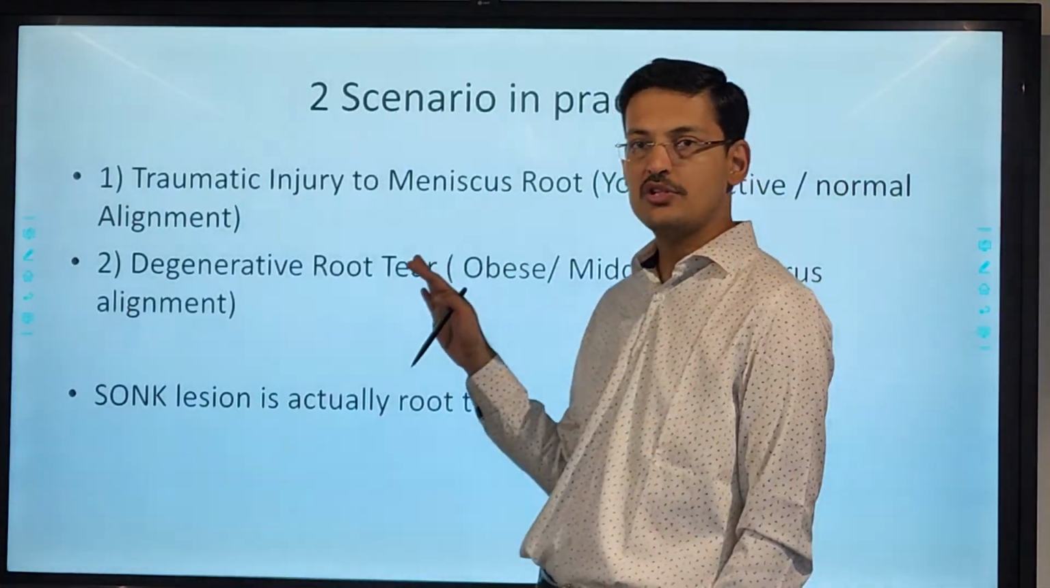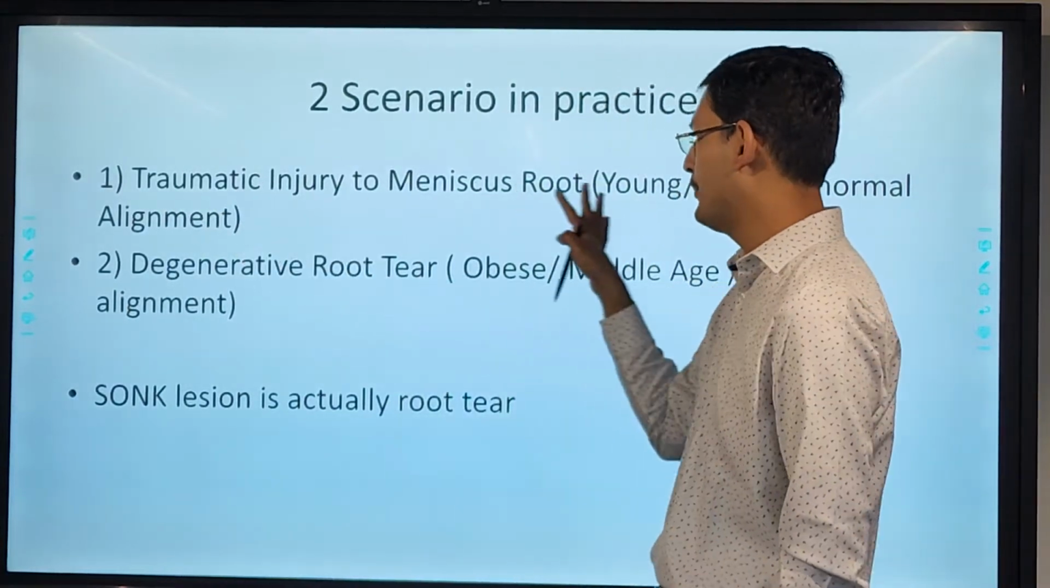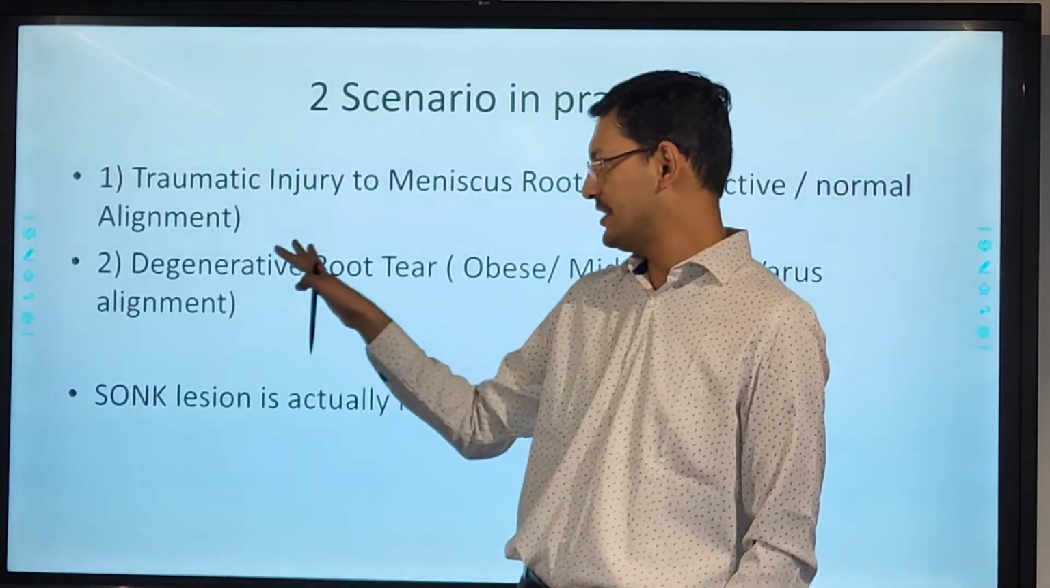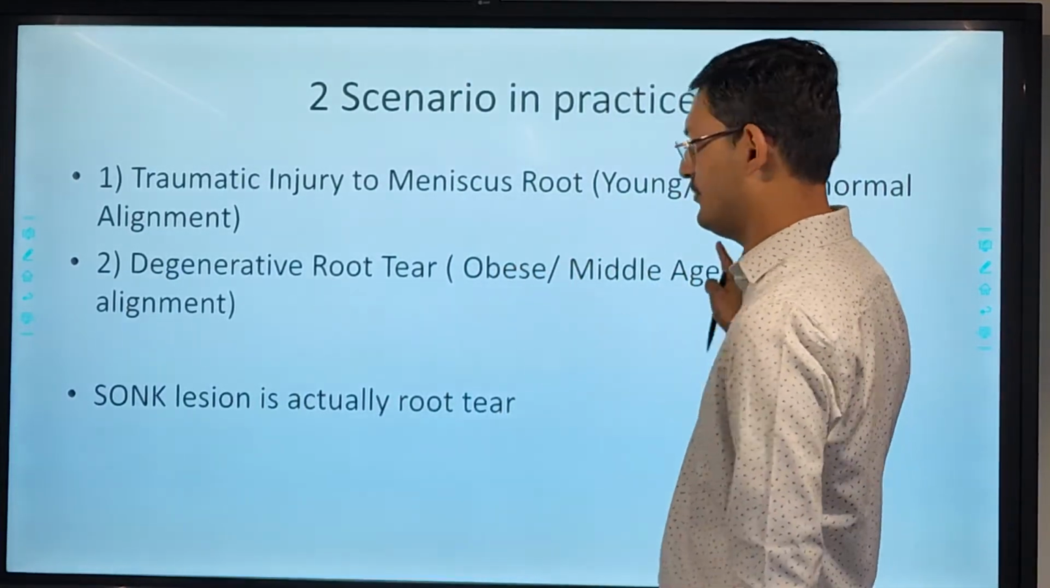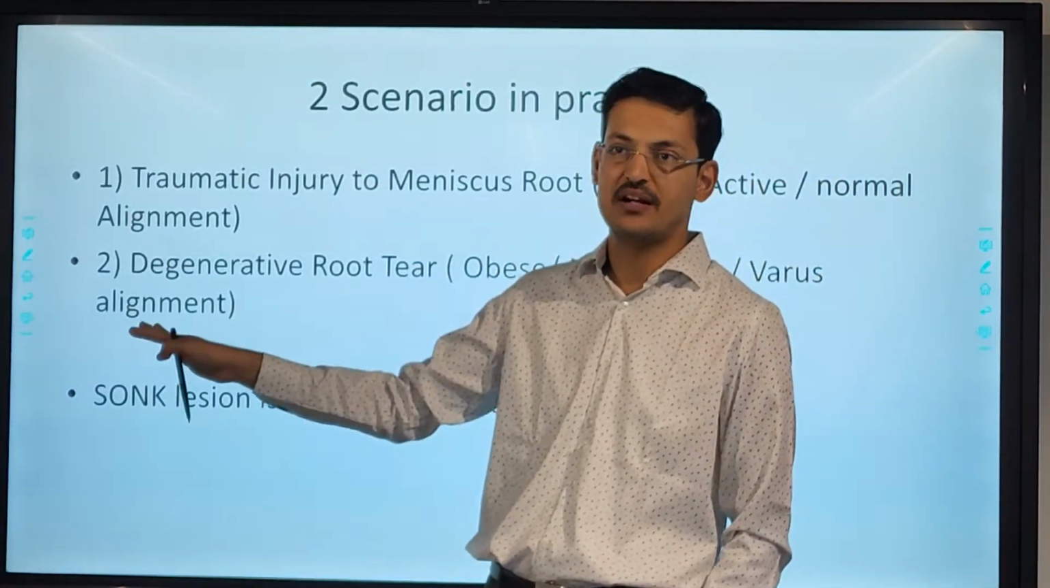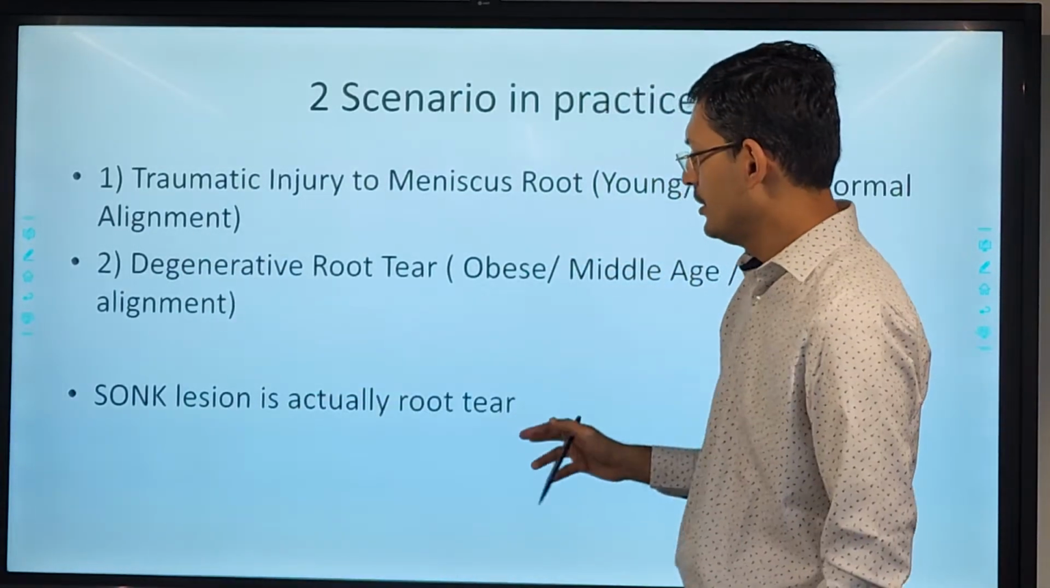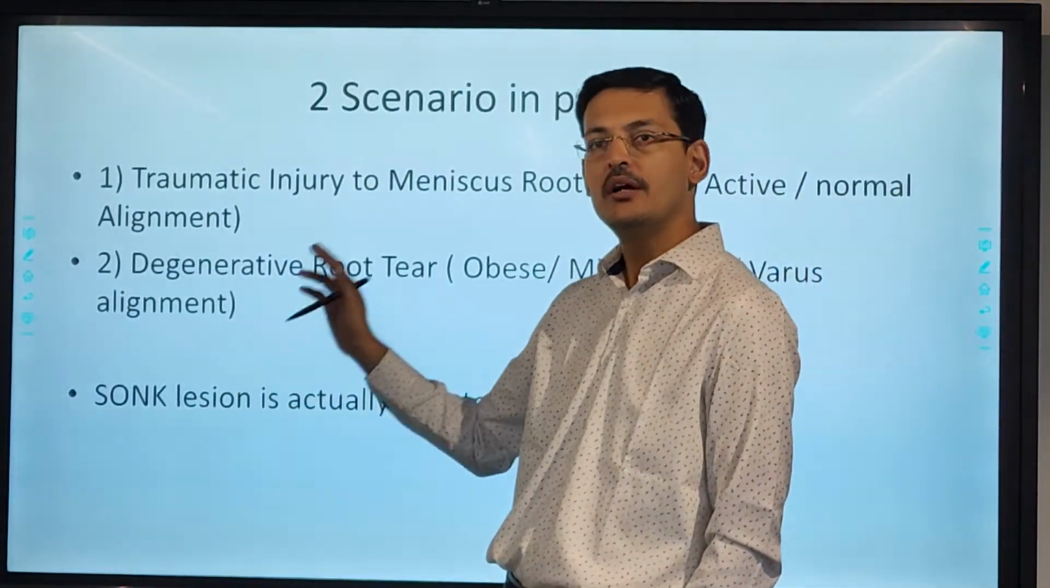Now you will have two scenarios in your practice. One will be a traumatic injury to the meniscus root, and second will be a degenerative meniscus root tear. Okay. This is more common in obese, middle-aged patients with a varus alignment. Varus alignment is a high risk factor for a root injury. Now, SONK lesion, as I told you, is actually a root tear.